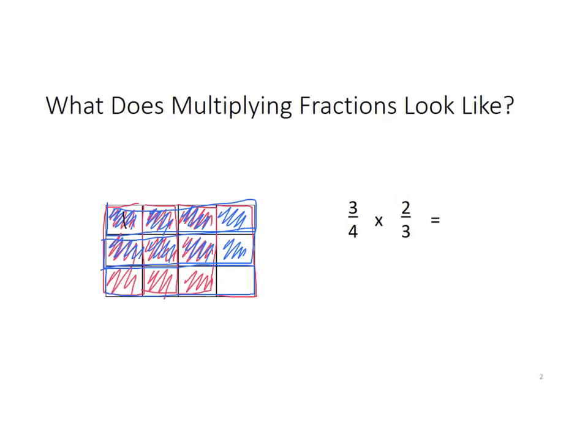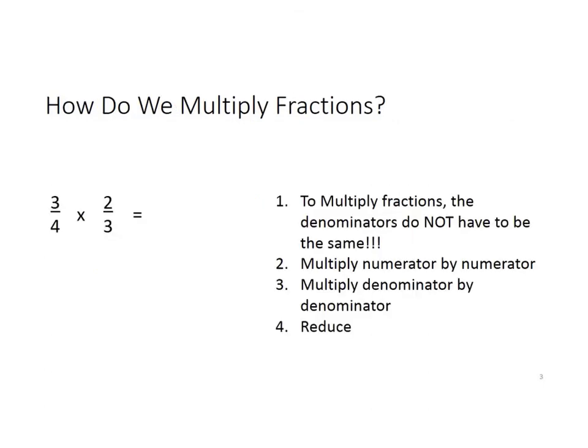Here's 1, 2, 3, 4, 5, 6 are what 3/4 and 2/3 were when they combined. So we end up with 6 out of the total of 12 squares. So 3/4 times 2/3 is 6/12. I want you to stop the video here and color that in and write that in, and then we'll go on.